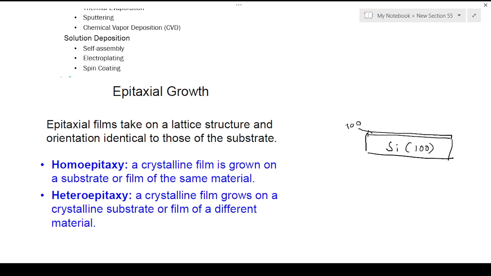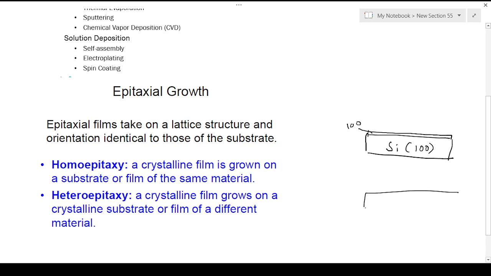There are two types of epitaxial films. One is homoepitaxy: a crystalline film is grown on a substrate or a film of the same material. For example, if you want to coat silicon on a silicon substrate itself, that is a crystalline film grown on a substrate or film of the same material. And heteroepitaxy means you are coating a crystalline film on a crystalline substrate or film of a different material.